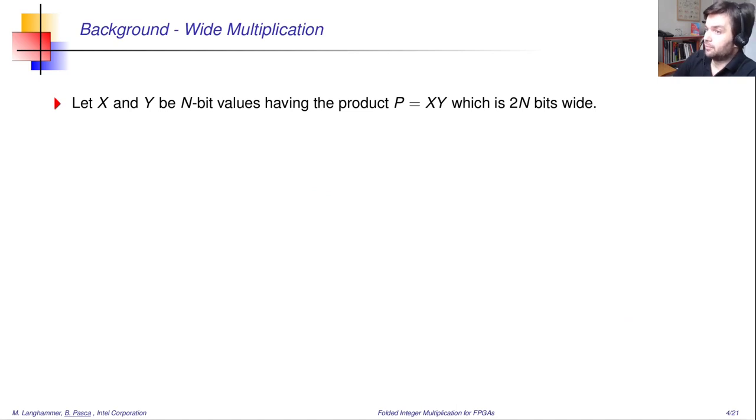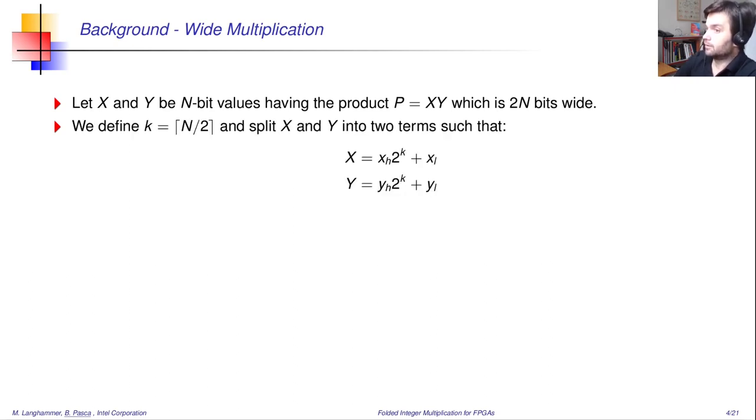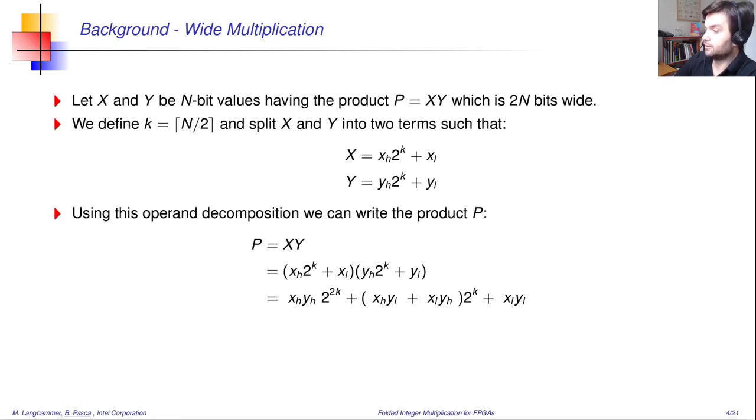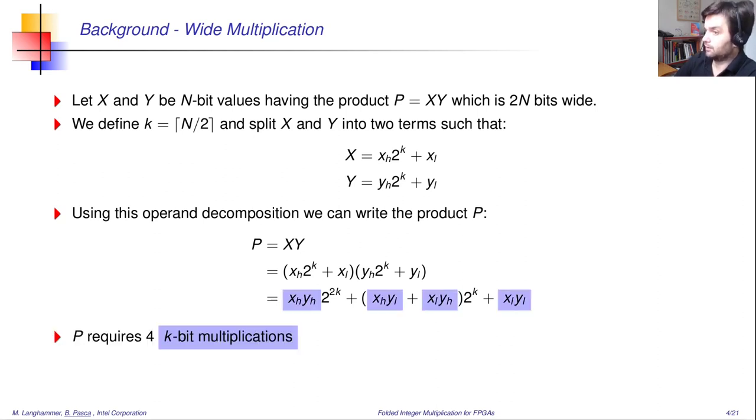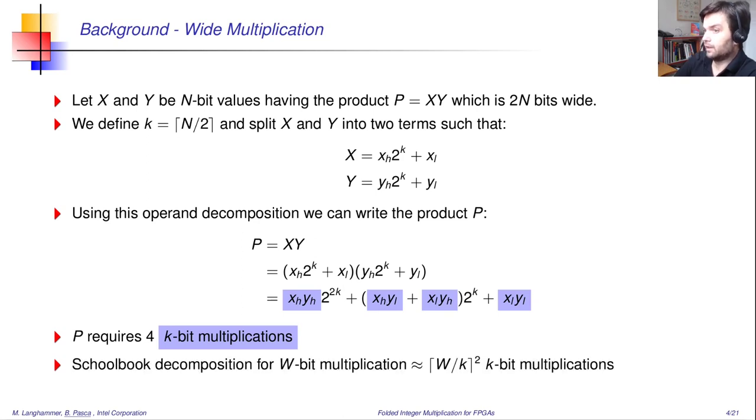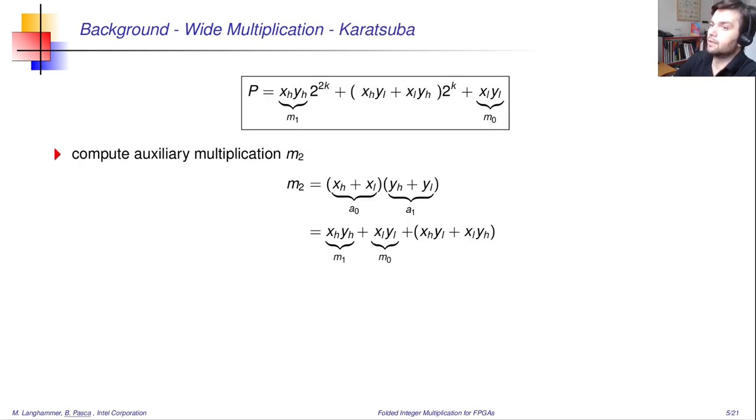Now, before we dive into the implementation details, let's have a quick look at some multiplier decomposition techniques. For this, we take two inputs, x and y, which are n bits wide, and for which their product is 2n bits wide. If the input operands are split into 2k-bit terms, then the product p can be written as shown here. Note that computing p requires 4k-bit multiplications. This decomposition method is known as the schoolbook method and is known to have a quadratic complexity in terms of multiplier blocks required. A more advanced decomposition technique is Karatsuba's method.